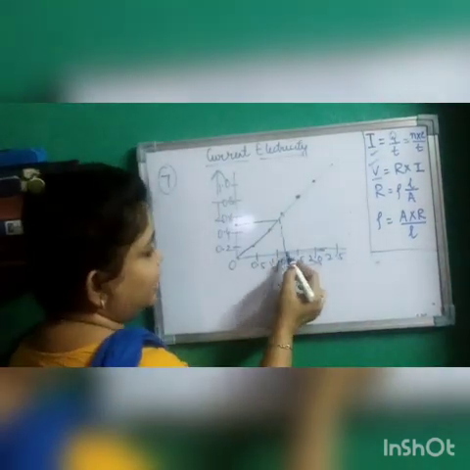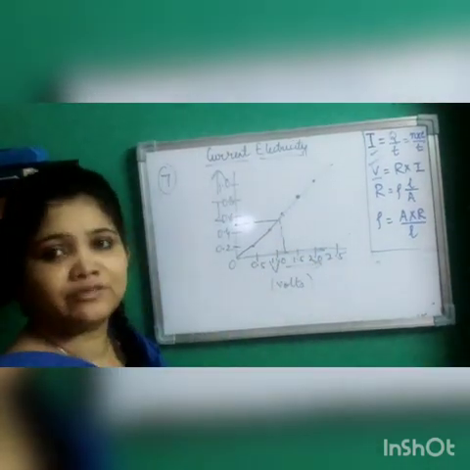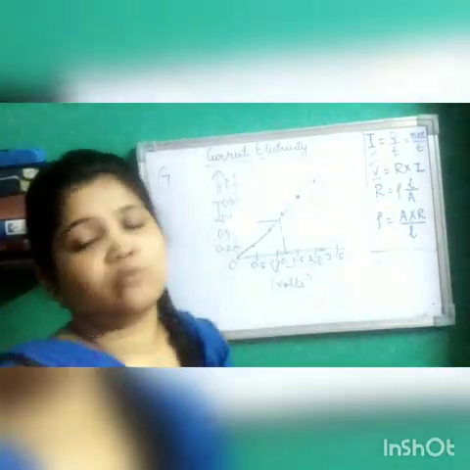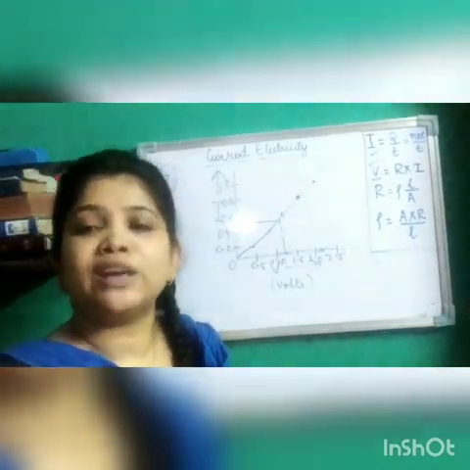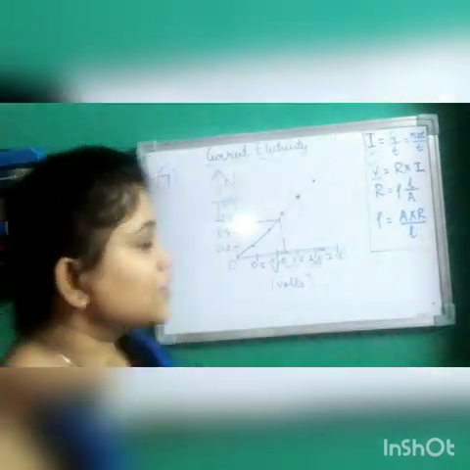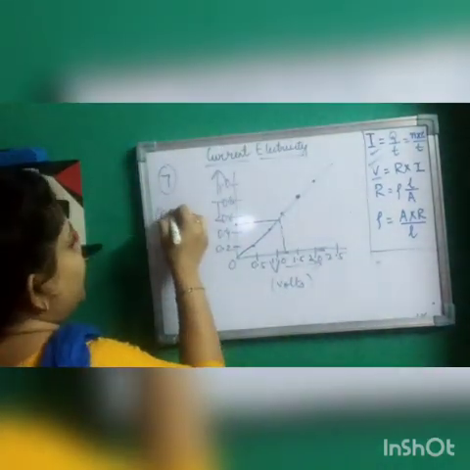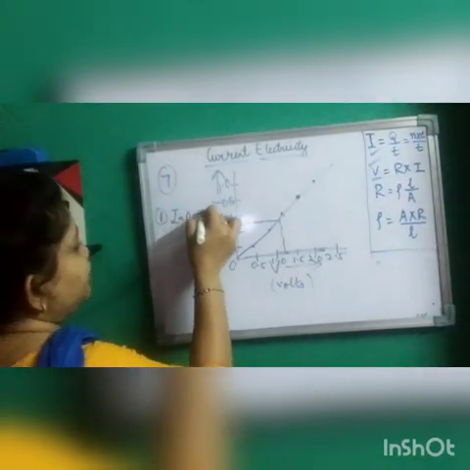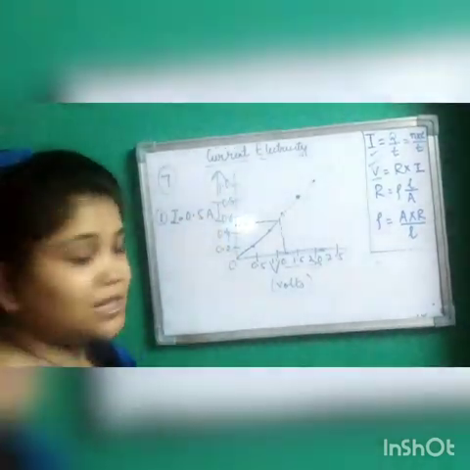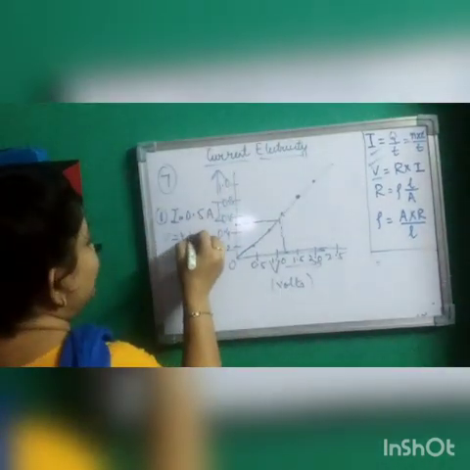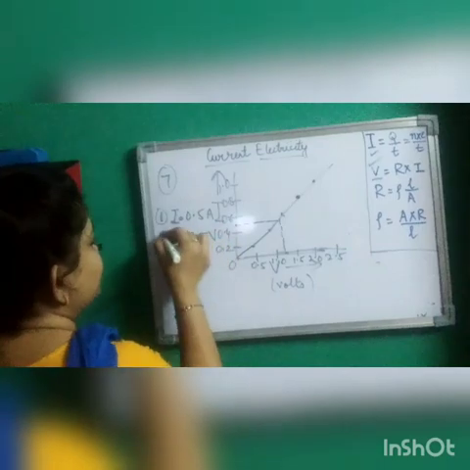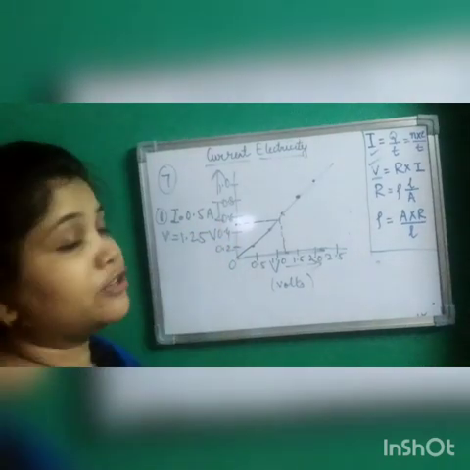So obviously this line is in between 1 and 1.5. So what is the midpoint of 1 and 1.5? It is 1.25. Okay, so the first one, when I is equal to 0.5 ampere, what is the potential difference? It is 1.25 volts. Okay, students, so you have to find out from the graph.